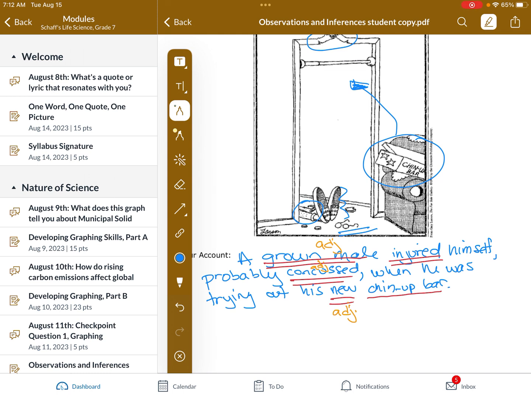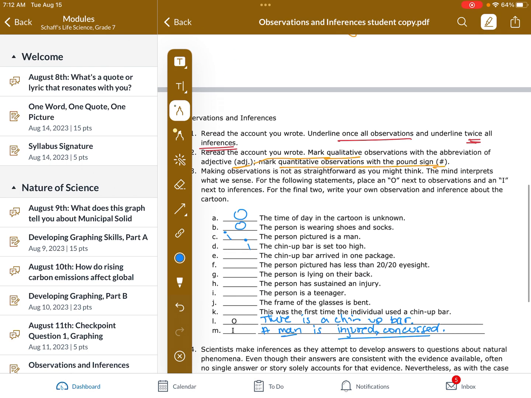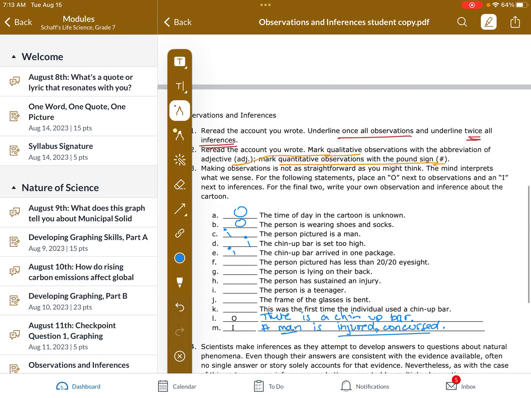The chin-up bar arrived in one package. That one's tricky, but we are not in the room. We did not open that chin-up bar, so I'm going to say inference. The person pictured has less than 20/20 eyesight. Those might not be his glasses. That's also an inference.